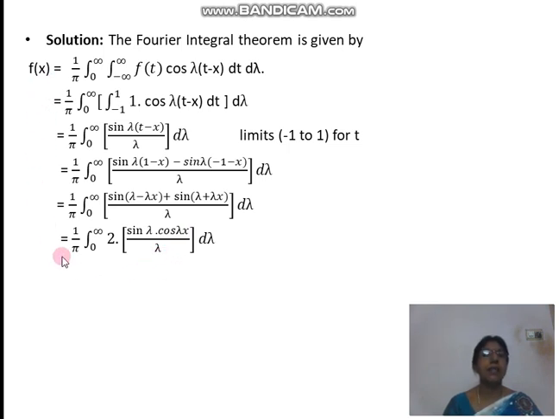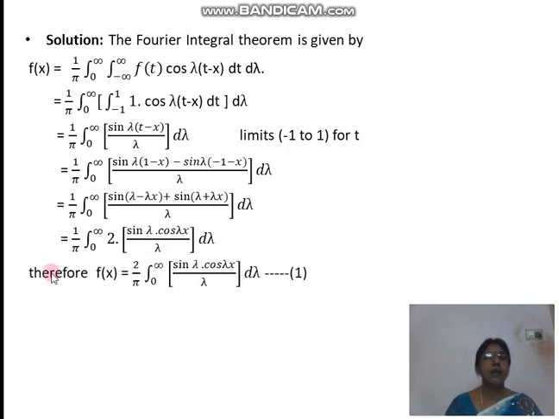This is f of x. See here. Therefore f of x, the left-hand side, is equal to 2 taken outside: 2 into 1 by pi means 2 by pi integral of sin λ into cos λx by λ dλ. This is the Fourier integral expression for f of x.